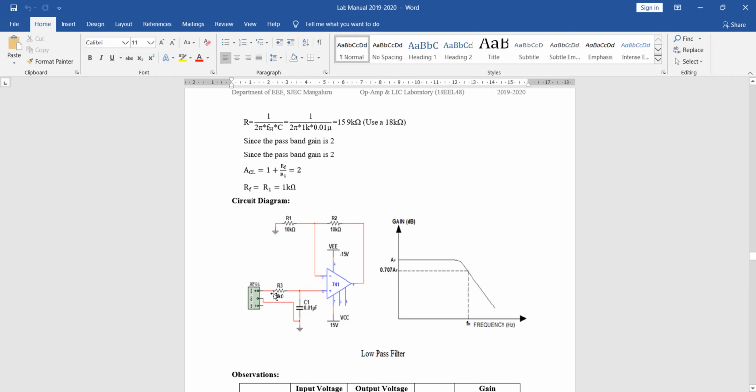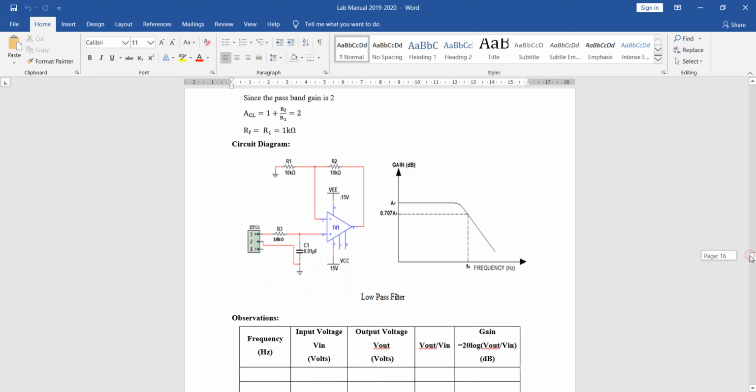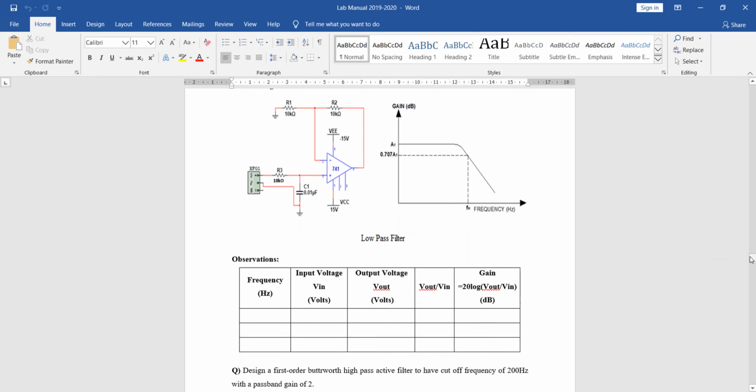This is the circuit diagram. We will draw this circuit diagram, and after rigging it up, we have to find the output voltage, the ratio, and the gain in decibels. Frequency has to be varied for this part. So moving on to rigging up the circuit in the Multisim software.